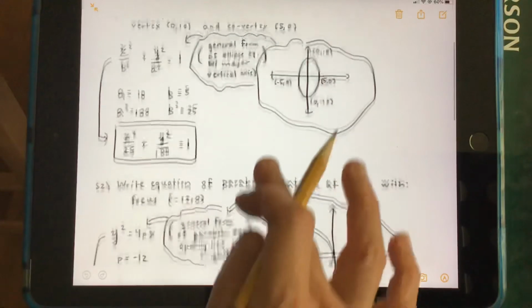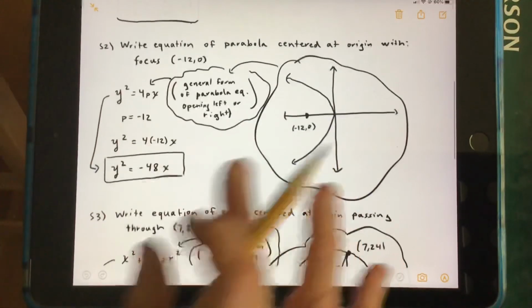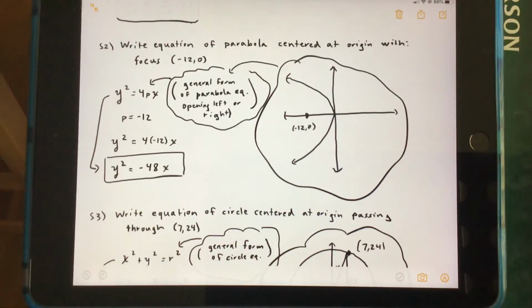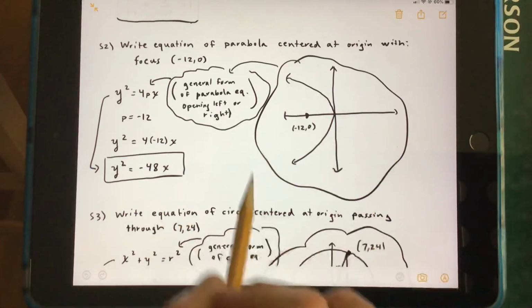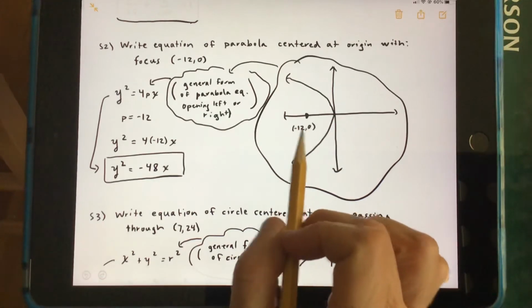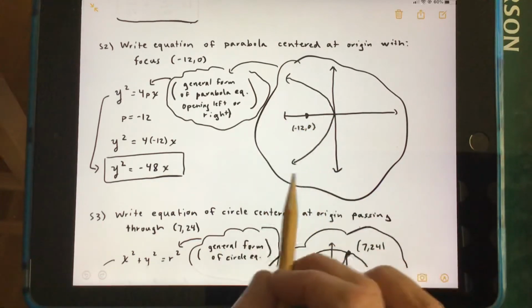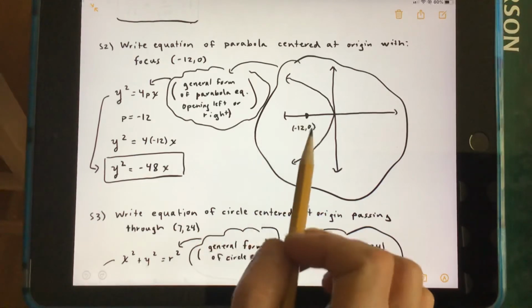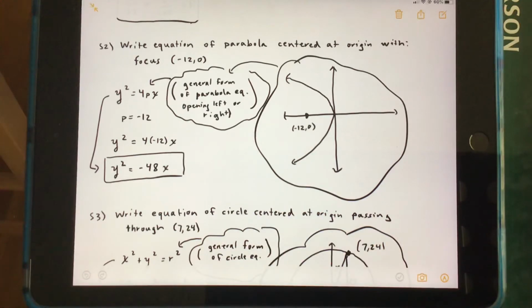All right, sample 2, write the equation of the parabola centered at the origin with a focus of negative 12, 0. Here I am making a sketch so I can see what's going on, so I can pick my general form of my equation. Since the focus is at negative 12, 0, that means that my parabola will open to the left because that focus will be inside. So that means I'm going to need to pick the y squared equation for my parabola.